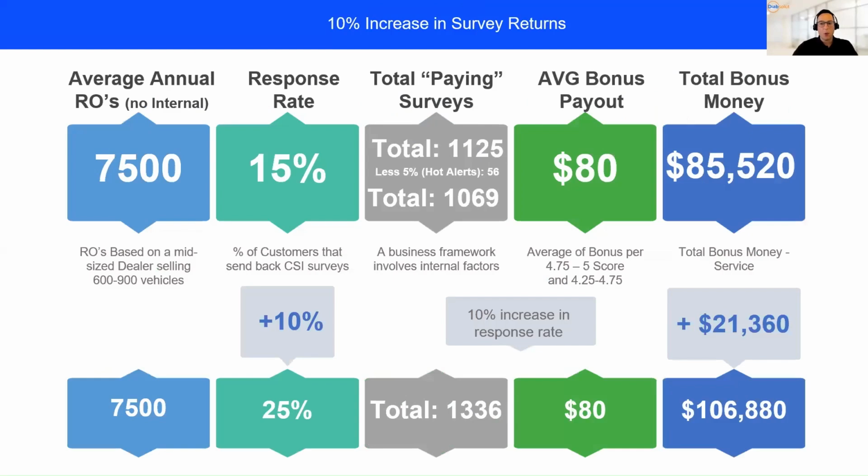The next slide is focused on your CSI returns. We're leaving money on the table because there's not enough CSIs coming back. So if we can increase the CSI return percentage by 10%, what does that mean monetarily for me? So we'll help you work that.